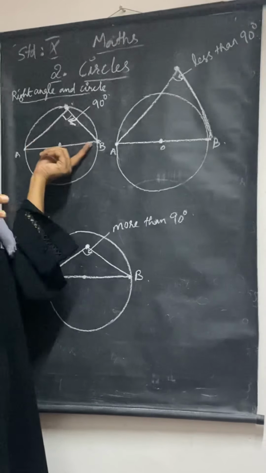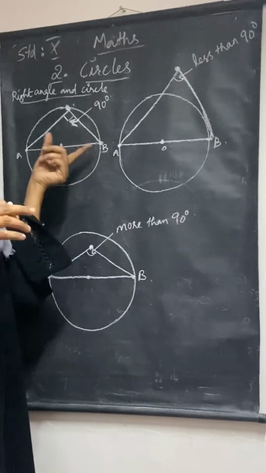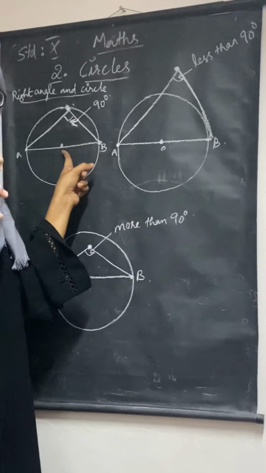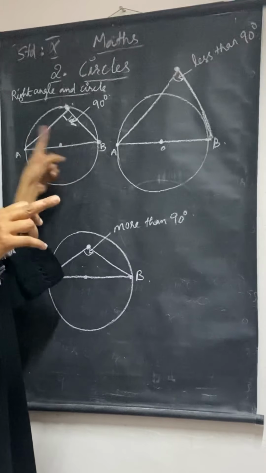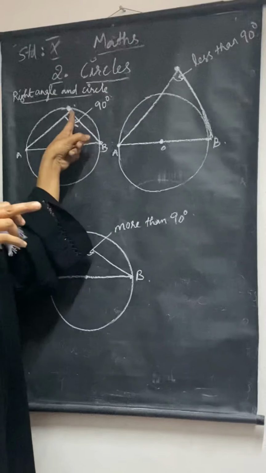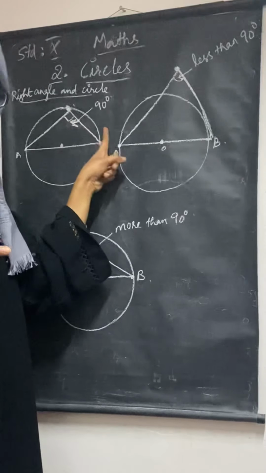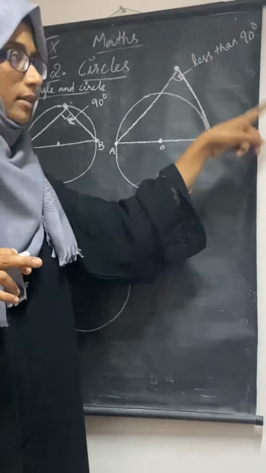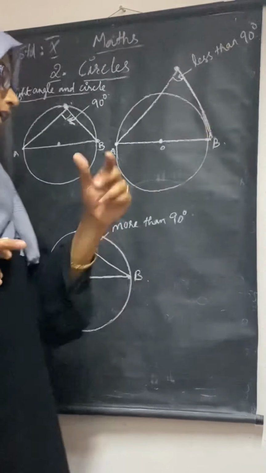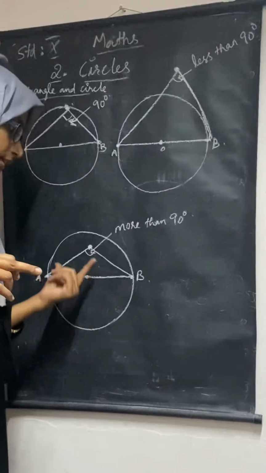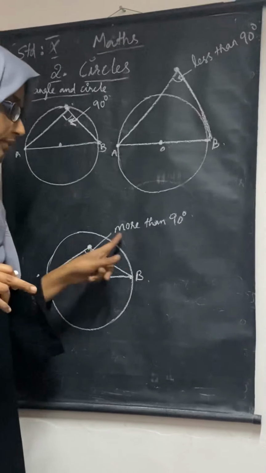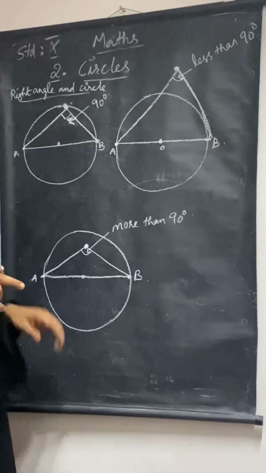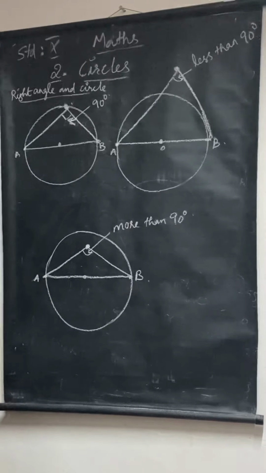Whenever you are taking a diameter, you have to keep in mind: whenever this line is a diameter, if the third point of this triangle is on the circle, then the angle will be 90 degrees. The same way, if it is a diameter and the point is outside the circle, it will be less than 90 degrees. And the same way, if it is a diameter and the third point is inside the circle, it will be more than 90 degrees. So this is very, very important.